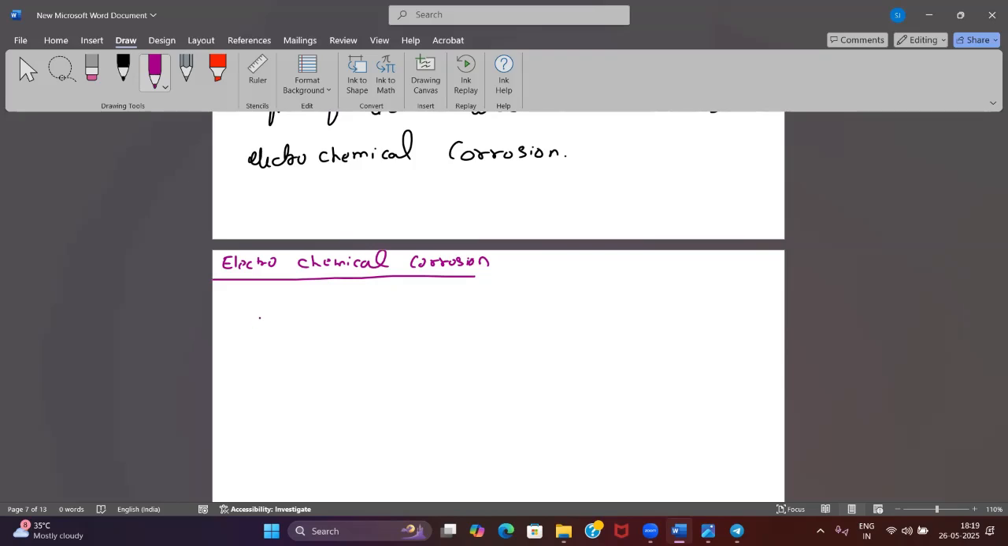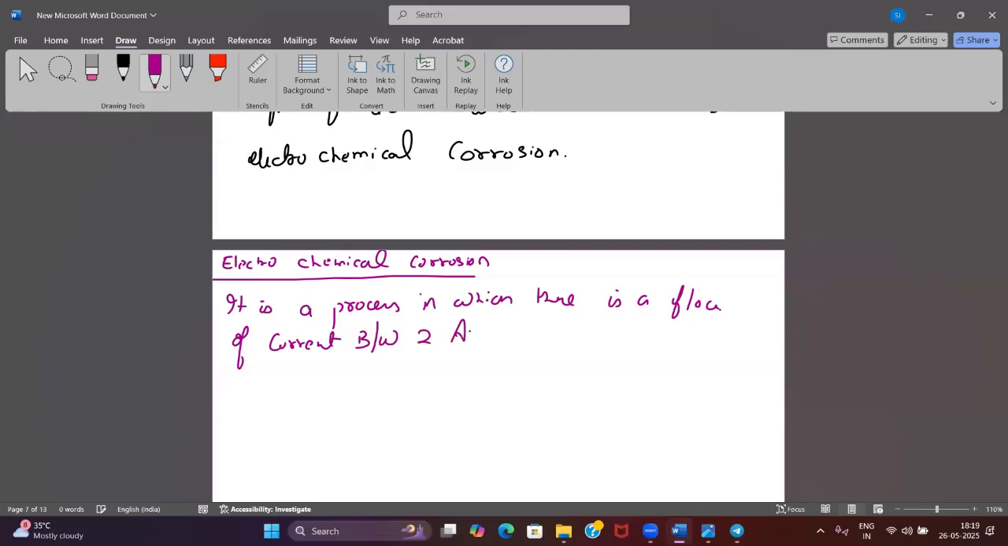Okay, it is a process in which there is a flow of current between two areas. And what are these two areas? Cathode and anode. Cathode and anode. Okay, so at this time there will be reactions happening, right?